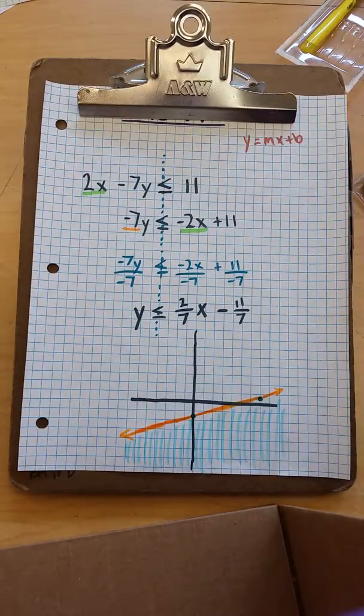So in summary, always get it into y equals mx plus b form first. Plot your points, figure out if your line will be solid or dotted, and then figure out if you need to shade up or down.